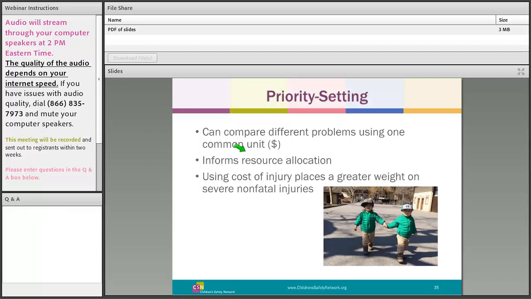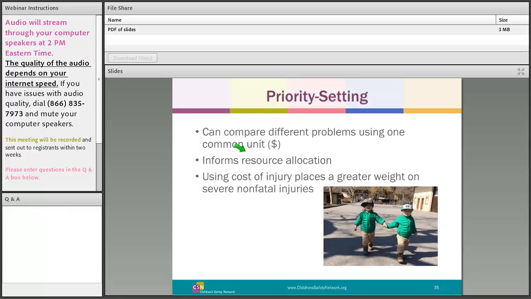But using costs allows you to compare these different problems using one common unit. So let's compare the cost of falls versus the cost of traumatic brain injuries, and then decide how you want to allocate your resources. And the reason it's useful is because cost of injury places greater weight on severe non-fatal injuries like traumatic brain injury compared to falls, which tend to be very common but less severe. So now you have one metric to use in making your decision.